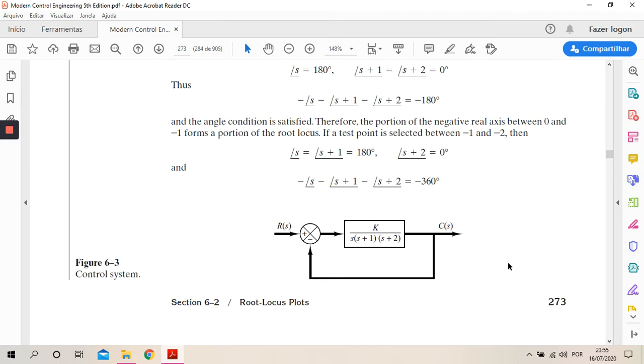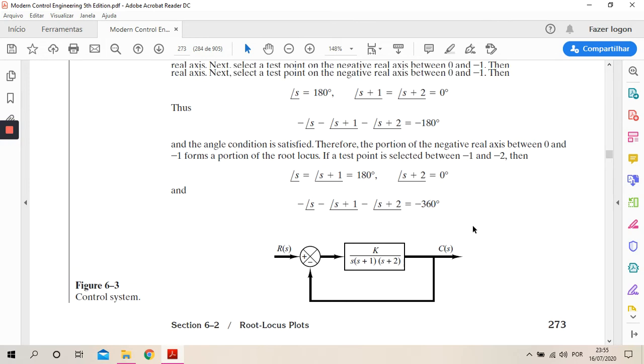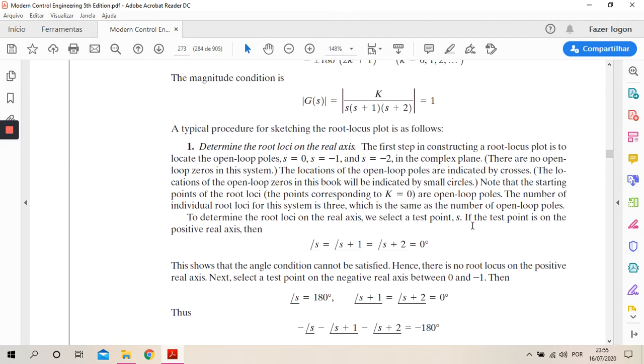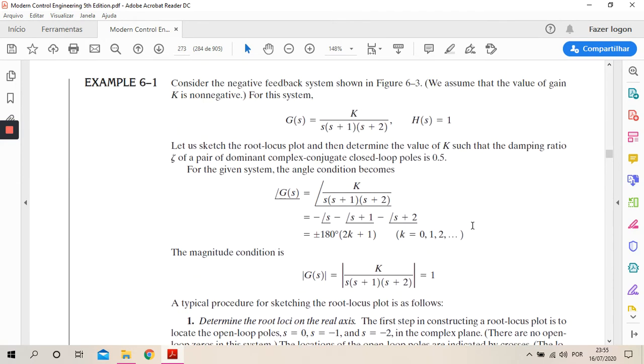Okay, this is figure 6-3. So this is what we are going to work with, this block diagram here. Can you guys see it? It's this block diagram here. Let's see what the problem speaks about.